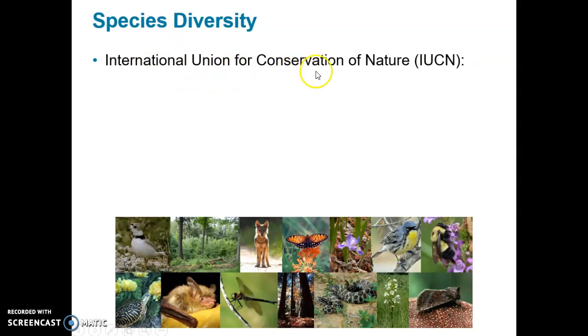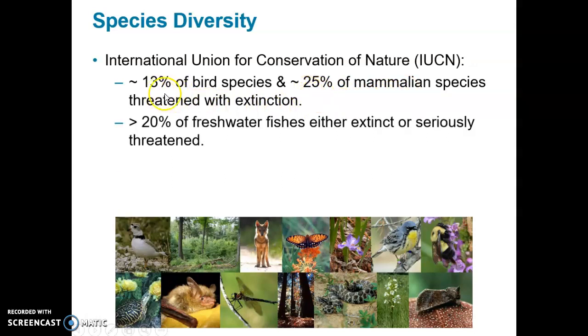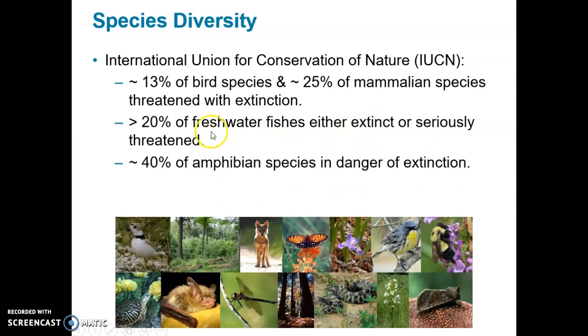So the International Union for Conservation of Nature estimates that about 13% of bird species and about 25% of mammalian species are currently threatened with extinction. So those are fairly large numbers. Over 20% of freshwater fishes have either gone extinct or are seriously threatened with extinction. And about 40% of amphibian species are in danger of extinction. So amphibians are things like salamanders, frogs, newts, those sorts of animals.